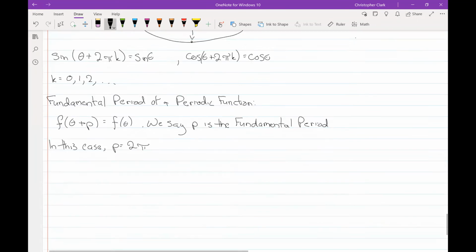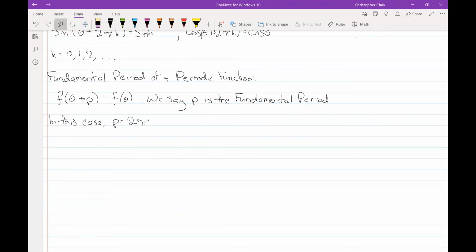Now, because sine and cosine have this periodicity, that also transfers to cosecant and secant. So cosecant and secant also have the same period of 2 pi. The idea being that secant of theta plus 2 pi is equal to secant of theta, and cosecant of theta plus 2 pi is equal to cosecant of theta. Now, tangent gets a little bit weird. Tangent is a bit different, and cotangent.